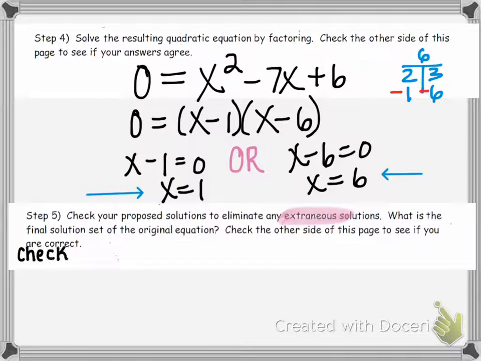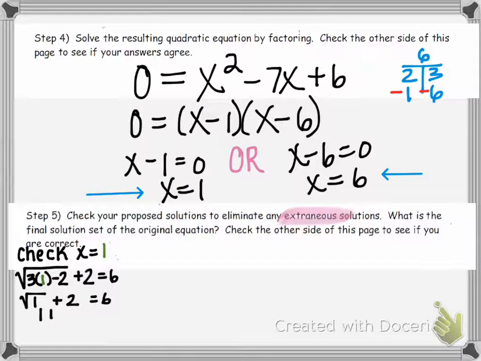Let's start by checking our first possible solution, x equals 1. I'm going to set up my skeleton of my equation, and wherever there was an x, I'm going to replace it with 1. Under the square root sign, I get 3 minus 2, which gives me the square root of 1, plus 2, and I'm checking if that equals 6. Well, the square root of 1 is 1, and 1 plus 2 equals 3, which clearly does not equal 6.